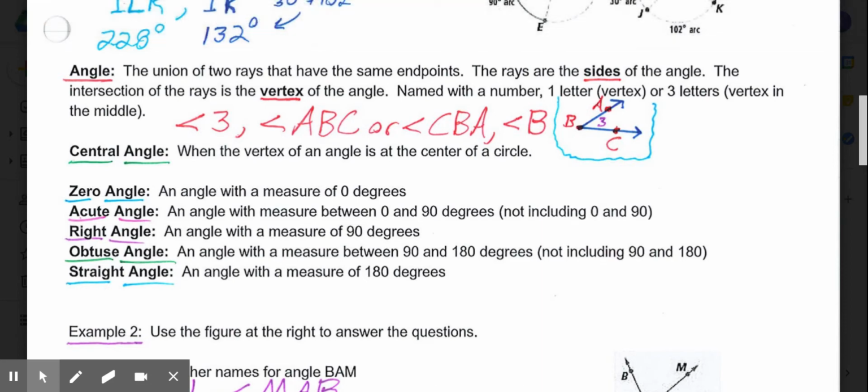Then we have a central angle, and a central angle is when the vertex of an angle is the center of our circle. So when the vertex of the angle is also the center point of our circle, we have a central angle.